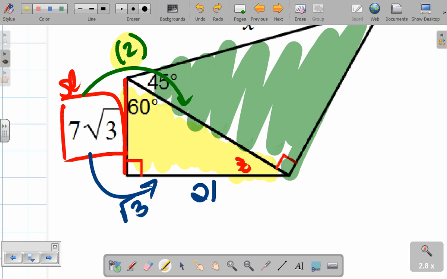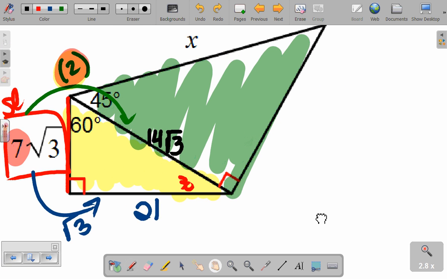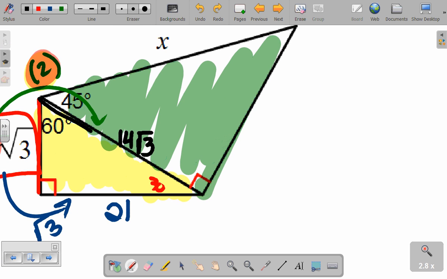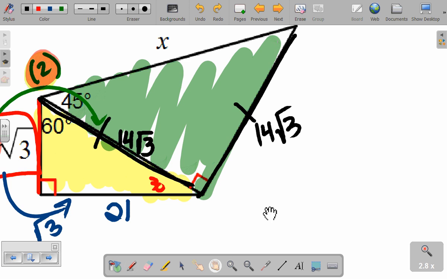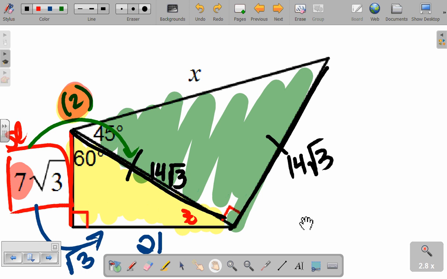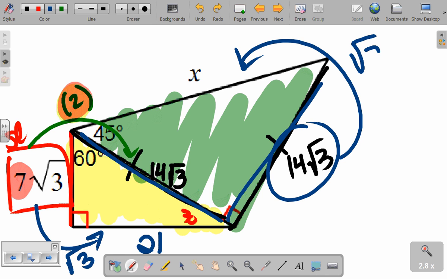This one, the 2 impacts the 7 only because they're outies. So this is going to read 14 root 3. And now we're over here. Leg, leg. If that's 14 root 3, this is 14 root 3. Now we're back to 45, 45, 90. Leg, leg, leg, root 2.